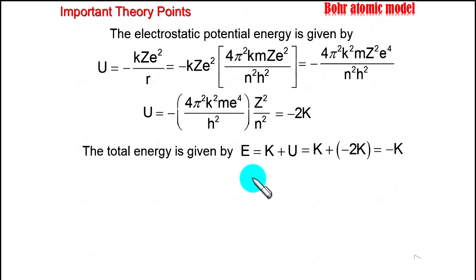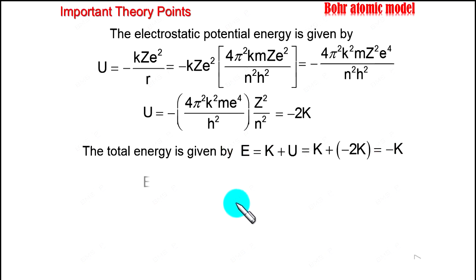So, this is a very important finding, that is total energy of the system of electron and nucleus is equal to minus K, minus kinetic energy, right. You can say E equal to minus K. That is the magnitude of the total energy is equal to the kinetic energy, and if we multiply with minus 1, we will get the total energy of the system. That is the total energy of the atom, right.